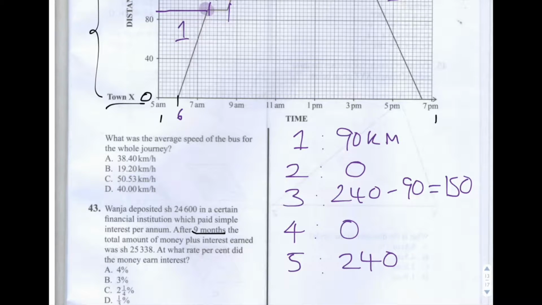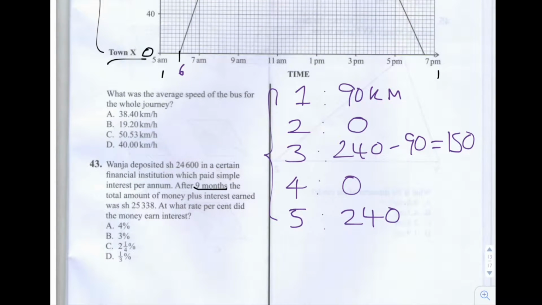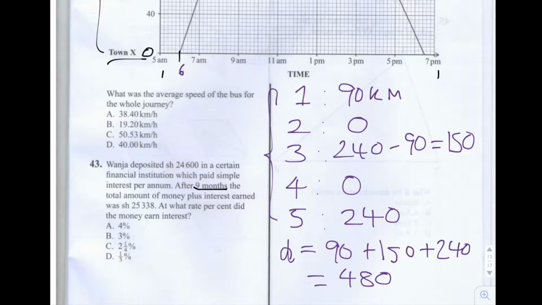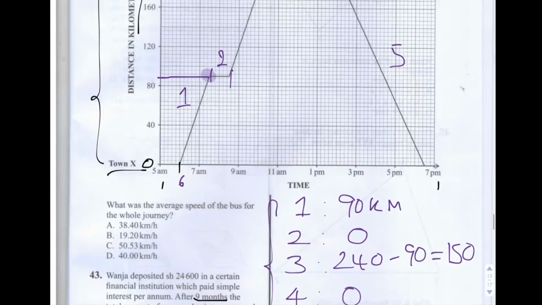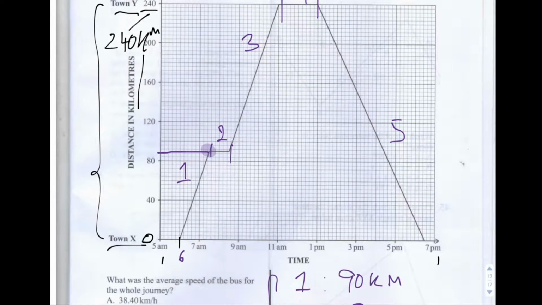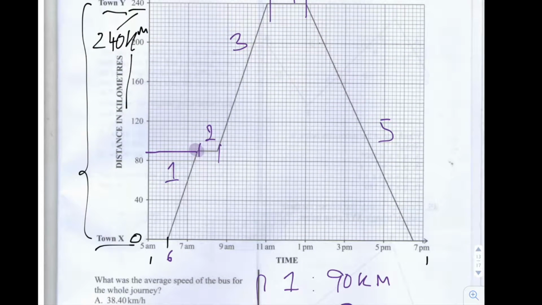So let's sum these here to find out the total distance travelled by the driver. And let's call this total distance D. So we have 90 plus 0 plus 150 plus another 0 plus 240. And when we add that, that gives us 480. We know that the gradient or the slope of a distance time graph gives us the speed, and that means that speed is equal to distance divided by time. To find out the average speed, all we need now is the total time the driver took to complete this journey.